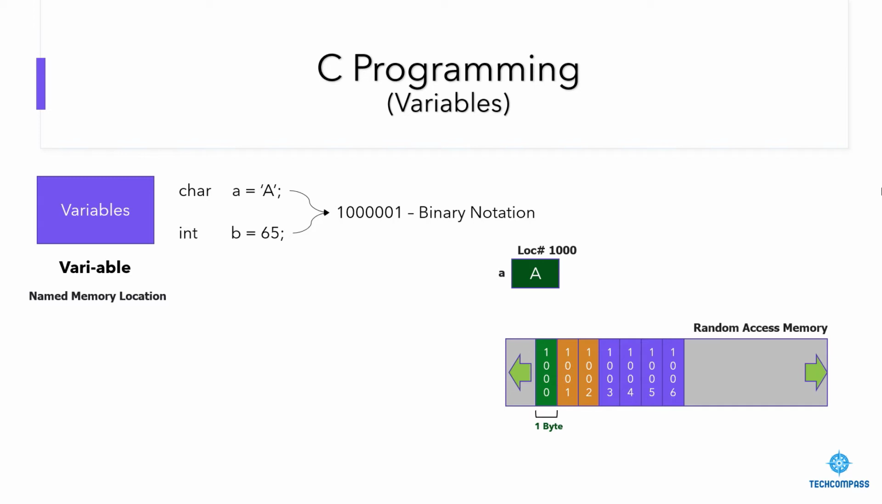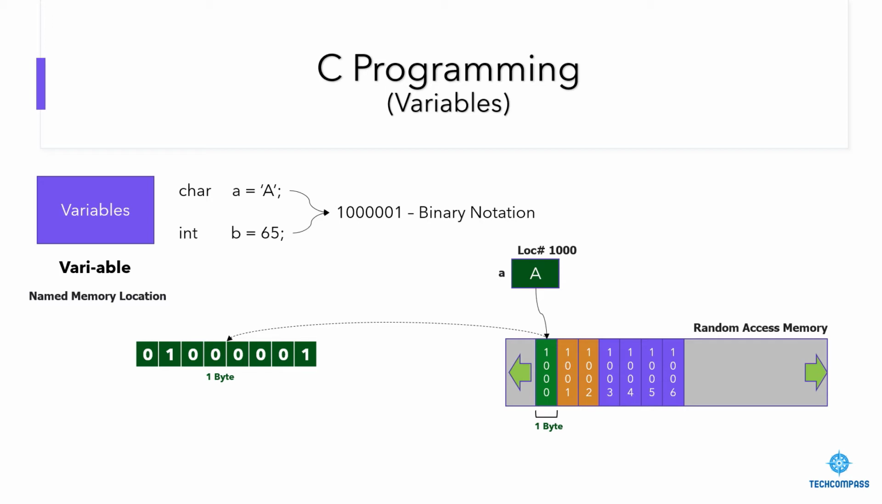Now, the variable a is pointing to the location 1000 in the memory. In the memory location 1000, our variable got stored. The number 1000 is the value of the location, I mean the address of the location. It is 1 byte of data. Here is how the data is stored. We have already seen the ASCII value of capital A is 65 and the binary equivalent of 65 is 1000001. That's what got stored in the 1 byte memory location.